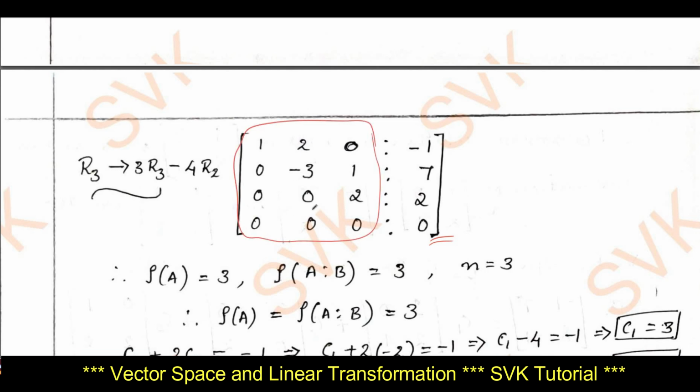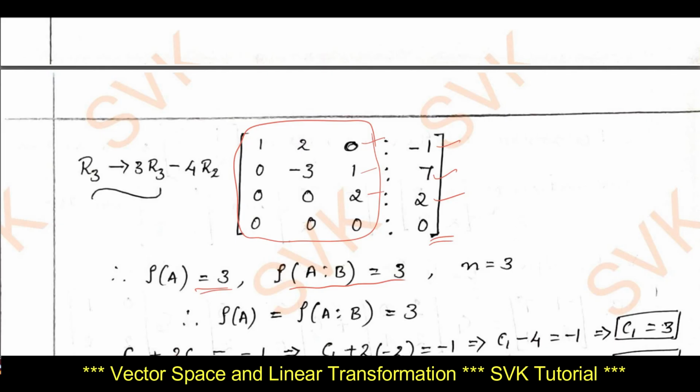So what does rank mean? We need to find the number of non-zero rows. The number of non-zero rows is 1, 2, 3. Therefore rank A equals 3. Similarly, now I will find the rank of the augmented matrix. The number of non-zero rows is 1, 2, 3. So I got the rank of the augmented matrix is also 3.